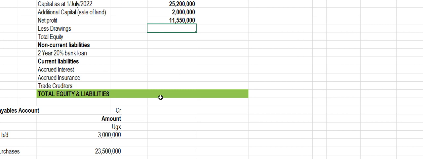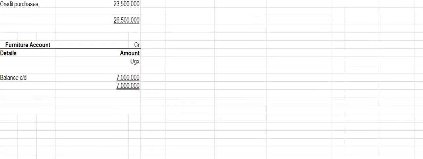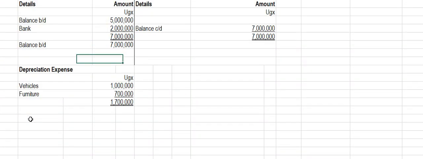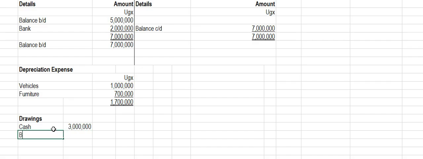We have drawings. How much are the drawings? Let's find out the drawings. There were cash drawings as well as bank drawings. So for the drawings, I have cash. The cash drawings were 3 millions. John had bank withdrawals of 500.